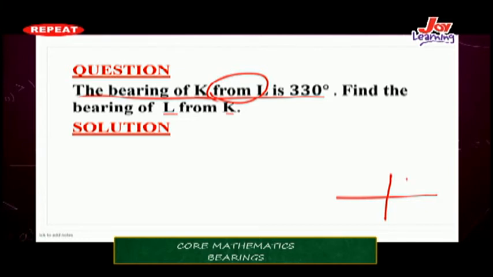And this point is L, because the question is saying from L. So from L, let's read 330 degrees. True bearings are read from the geographical north of the starting point. And the starting point is L. So I'm going to read 330 degrees. Let's check. This is the north of L. In what direction? Clockwise direction. The angle covered is 90, plus another 90, 180. Plus another 90, 270.